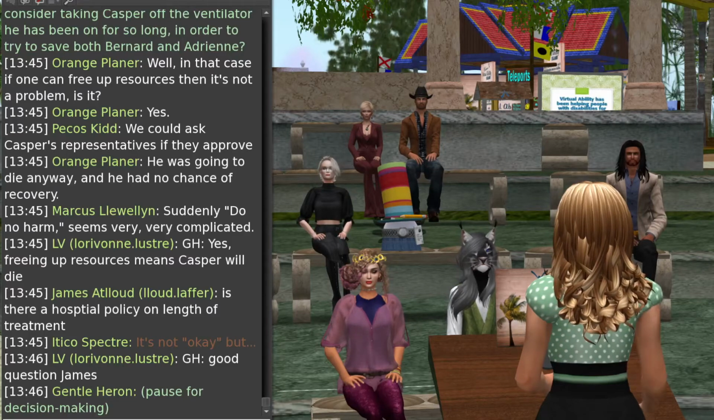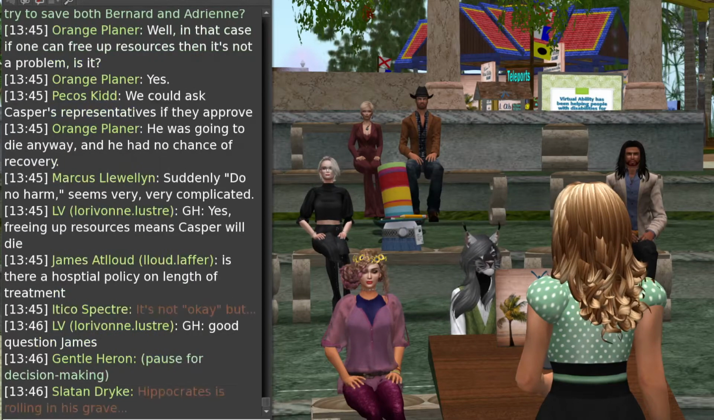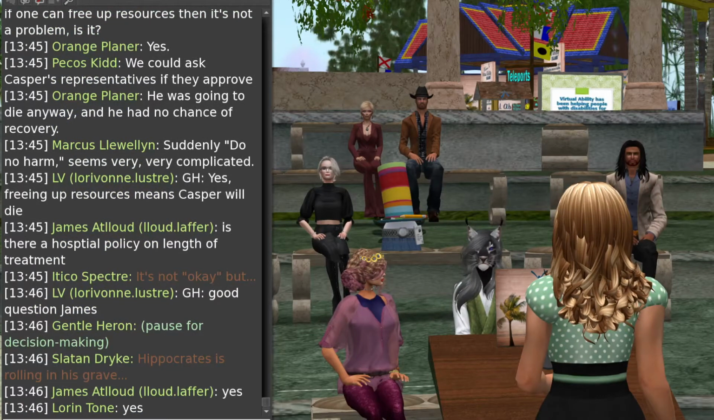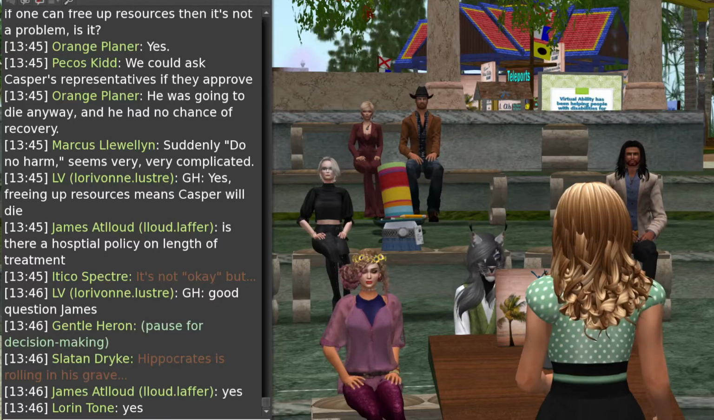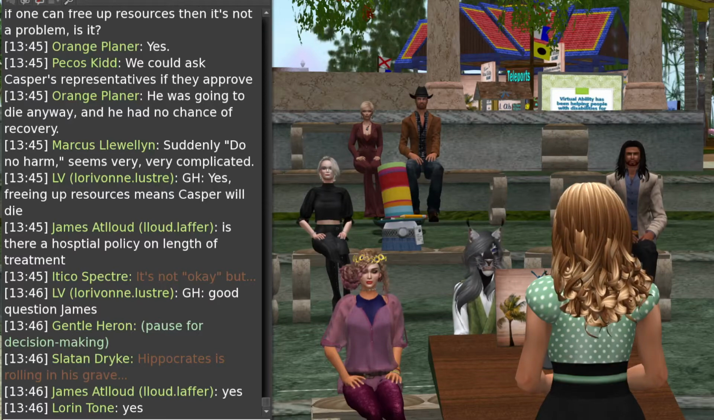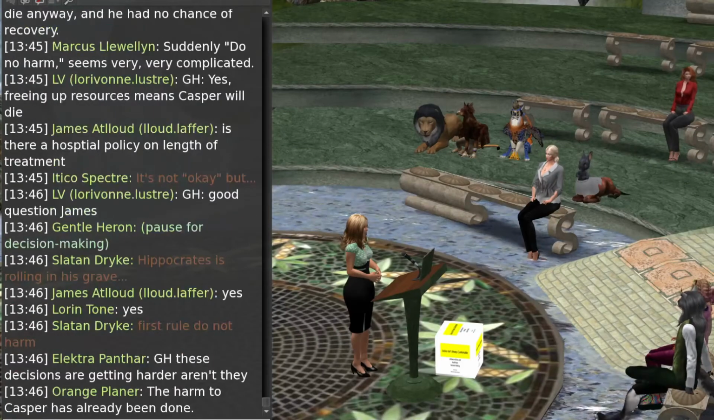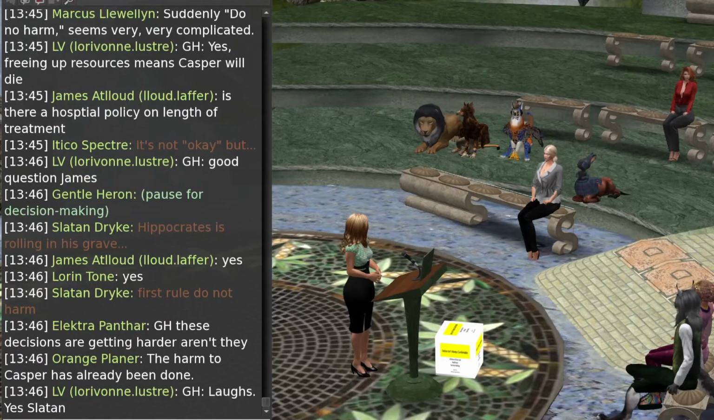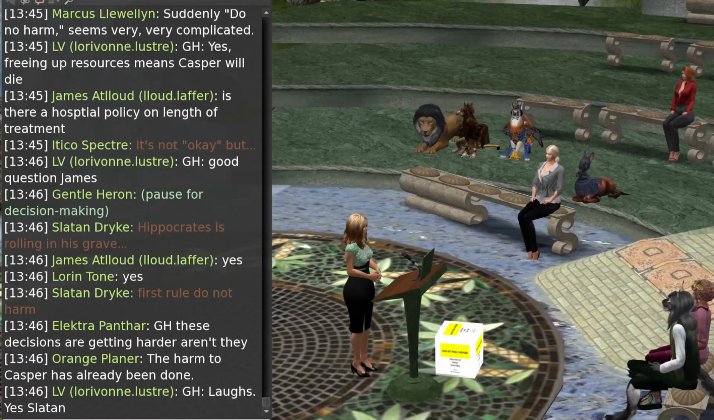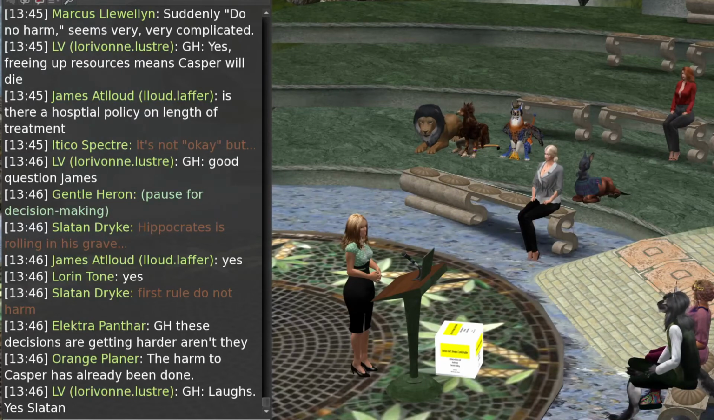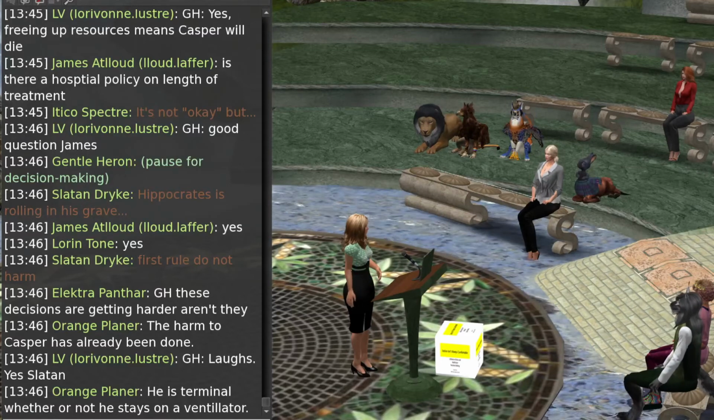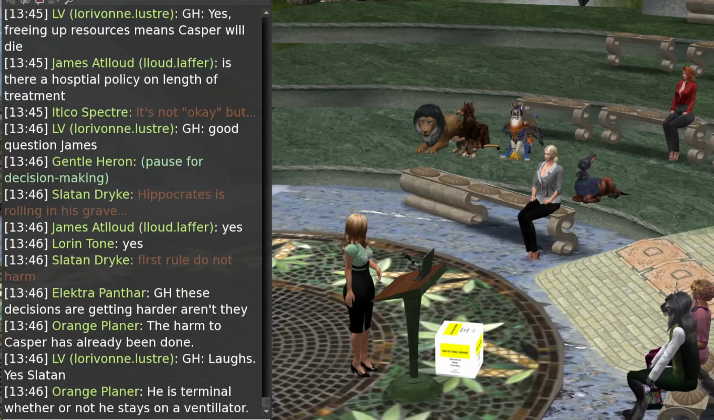these decisions are getting even harder, aren't they? Hippocrates is rolling in his grave. Luckily, Hippocrates didn't have to deal with this. Orange says the harm to Casper has already been done. You mean because he's terminal, whether or not he stays on a ventilator. Okay, got it.